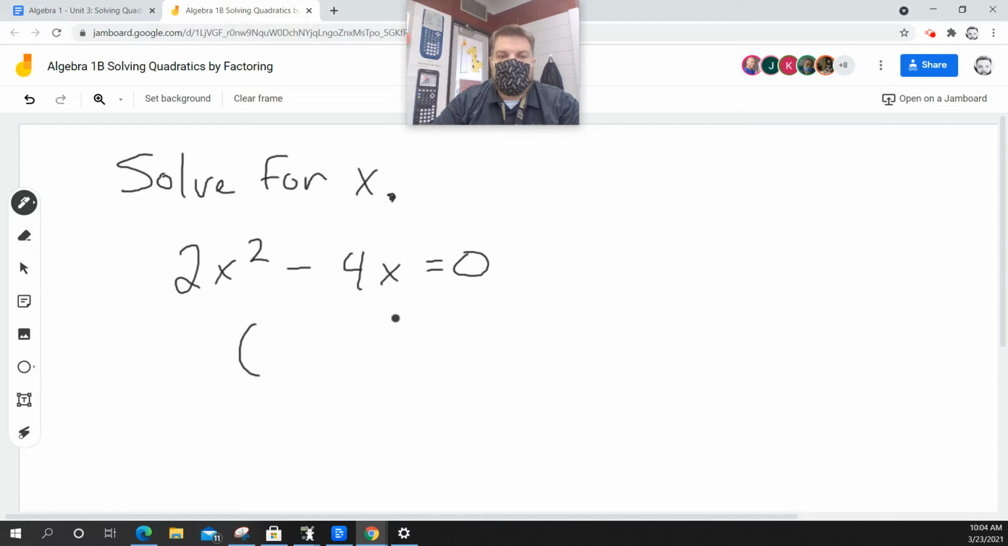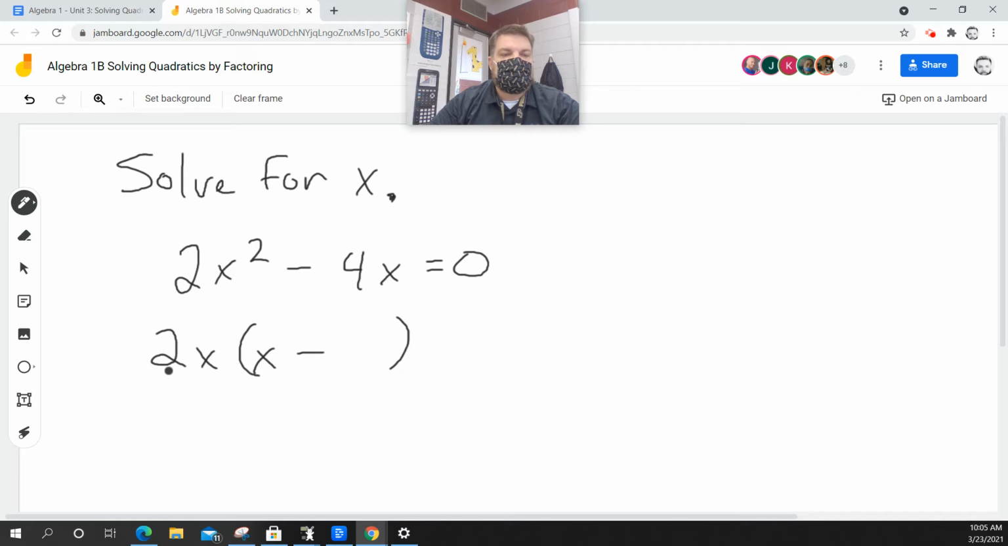In other words, can I factor something out and toss it to the front? Well, what number goes into 2 and 4 evenly? 2 does, right? Do they both have at least one x? Yeah. So I can factor out 2x. Now, what do I multiply 2x by to get 2x squared? An x, right? So 2x times x will give me 2x squared.